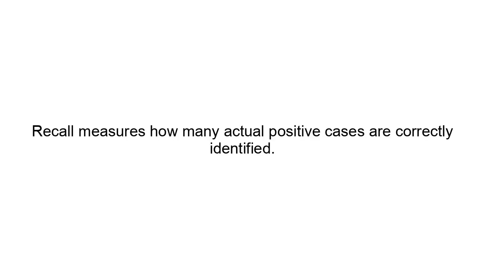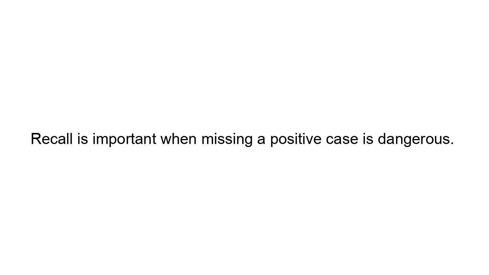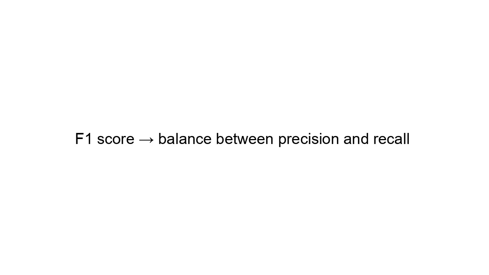Example concept: recall equals true positives divided by actual positives. Recall is important when missing a positive case is dangerous. Example: disease detection. F1 score. The F1 score combines precision and recall into a single metric. Example concept: F1 score means balance between precision and recall. It is useful when datasets are imbalanced.